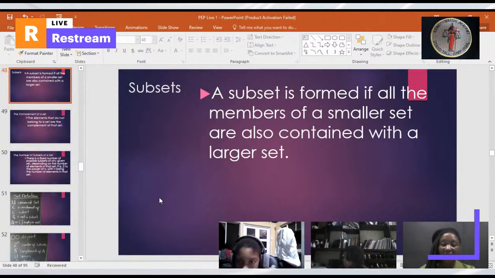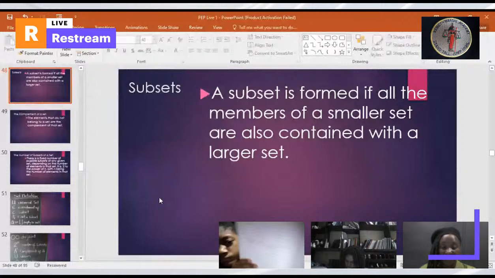Now for subsets, if, for example, the smaller circle is A and the bigger circle is B, so we say that A is a subset of B, their intersection would be A, and their union would be B. So think about it. You can draw it in your book. Draw a bigger circle and a smaller one inside it. So the smaller one is set A, the bigger one is set B.